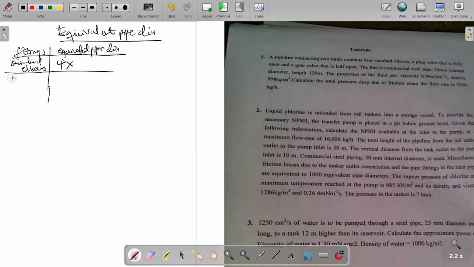Then we have a plug valve, right? They said that the plug valve is fully opened. Now you have a value for it. Then we have a gate valve, which is also half opened.